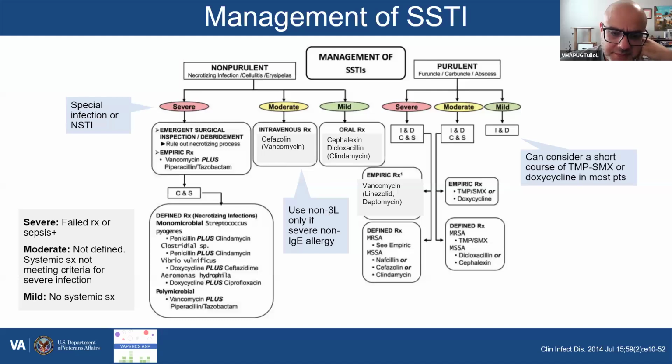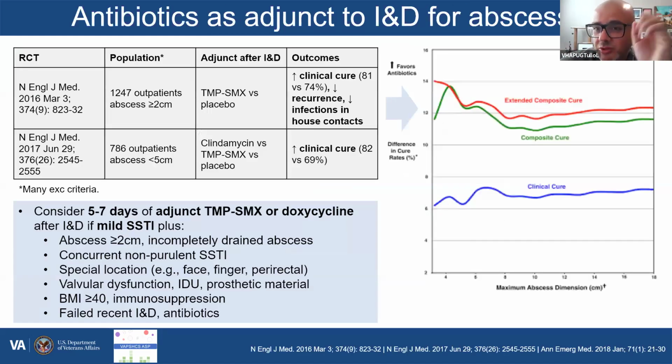And our patient in particular had a purulent SSTI. They had no systemic symptoms, so we could consider it mild. In the guidelines from 2014, they suggest that an I&D would be sufficient for these patients. But since the guidelines were published, there's been a couple of RCTs that show that maybe a short course of antibiotics is needed for most patients with a purulent SSTI.